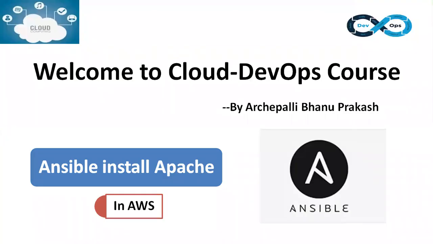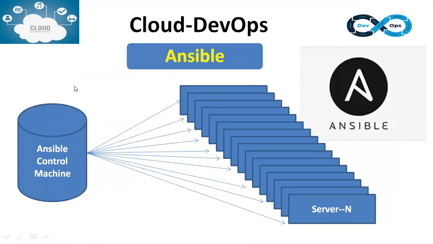Today the topic of discussion is how to install Apache web server using Ansible in multiple servers. We will take one cloud as AWS and we are going to launch Ubuntu servers in the AWS, and then in one of the servers we will install Ansible, and using that Ansible we will install Apache web server in the remaining servers. So let's take 4 servers in our example case.